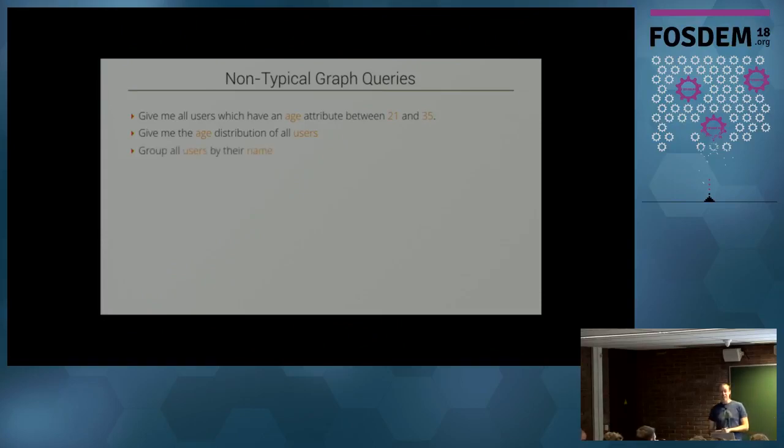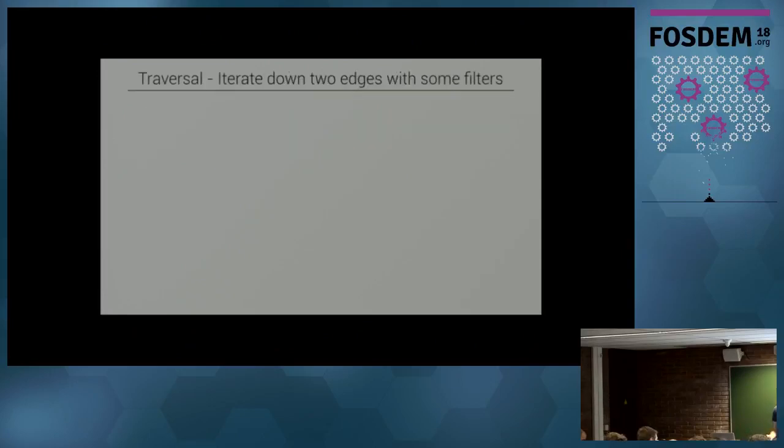A document store or relational database would be much more suitable for this type of query. Give me the age distribution of all the users that I have. It's basically the same. Or group all my users by their name. Is that a question of the index that your system supports? Yes, typically. Those are just the queries where graph databases are not specifically optimized. Relational databases are more optimized for those queries. Graph databases should focus more on the traversal stuff. I'm not saying that it's not possible. It's just that the other ones put their focus more in that direction, at least from my experience.